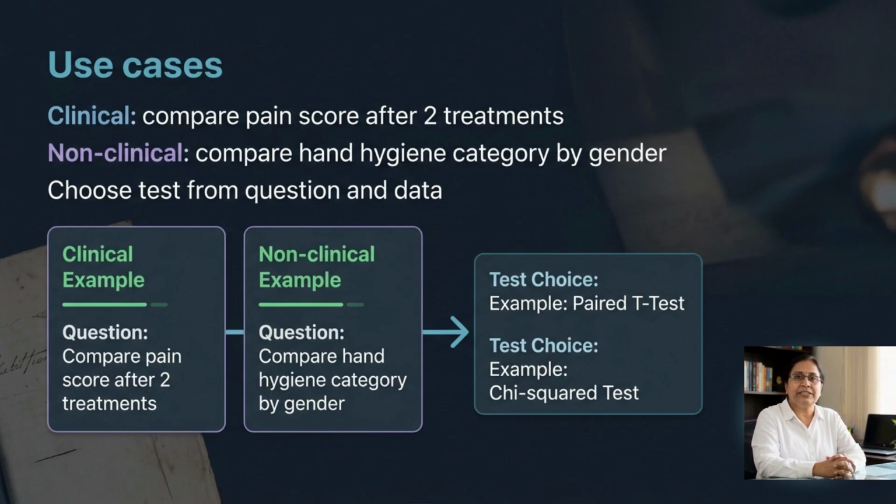So remember this simple rule. Do not choose a statistical test by guessing or by copying from another paper. Choose it by linking the research question, the data type, and the number of groups or variables. In the next video, we will make this even more practical by explaining the t-test, chi-square test, ANOVA, and correlation in a simple way.